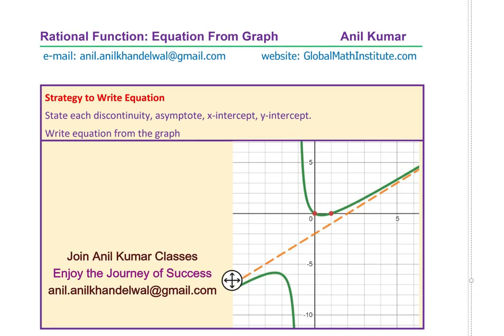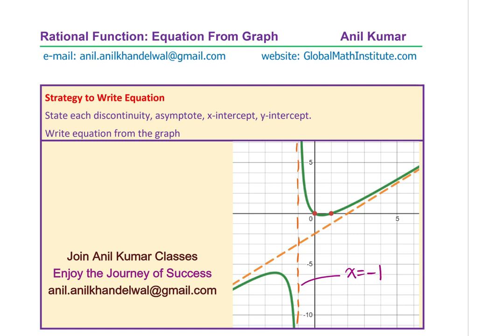Okay. In this example, we have an oblique asymptote, right? So we have a case of an oblique asymptote. How do we get this equation? We also have a vertical asymptote, which is here. Correct. So that is the vertical asymptote. Let's write down the equation. The vertical asymptote is shown as x equals minus 1.